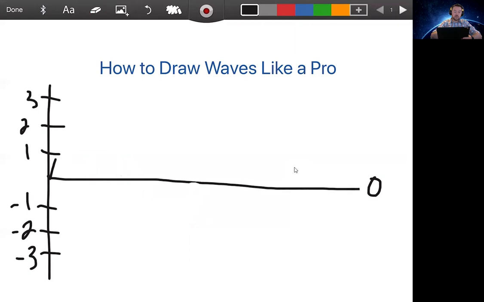I'm going to draw an up, then I'm going to draw a down and go back up. So this represents one wave. Let me label this as one wave.